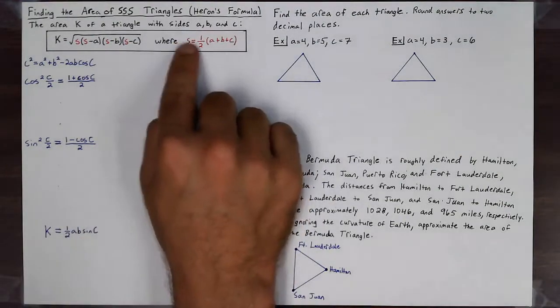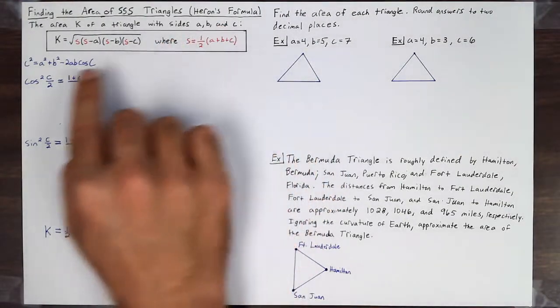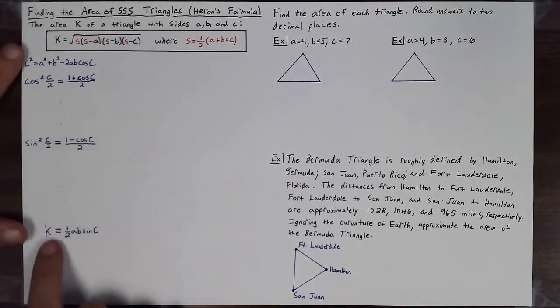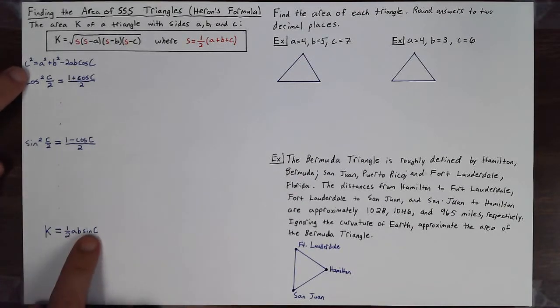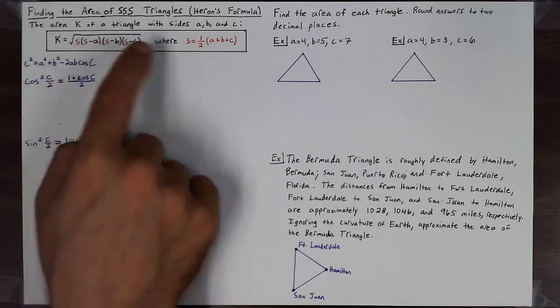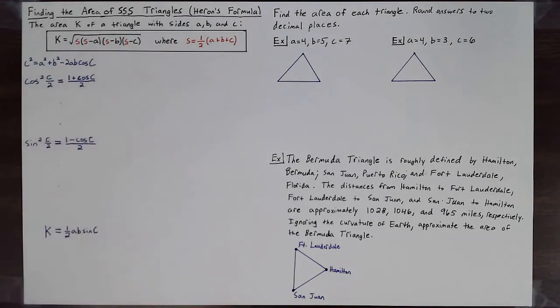Now you'll see where this comes into play whenever I show you how to derive the formula first. So we're going to start with the area formula from the last video, which is side-angle-side. And in order to find the area of a triangle with only sides, I'm actually going to use a double angle formula on this side.